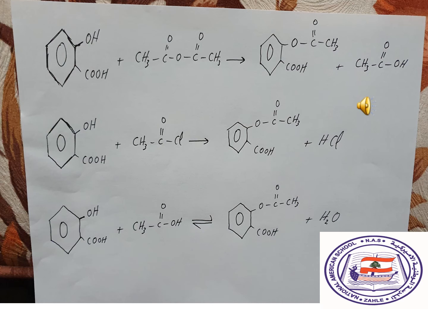The last equation shows that when we use the ethanoic acid with the salicylic acid, we produce the aspirin plus water. And as you notice, ladies and gentlemen, the first two are fast, complete, and exothermic because we're using the derivatives. The last reaction is slow, incomplete, and athermic.